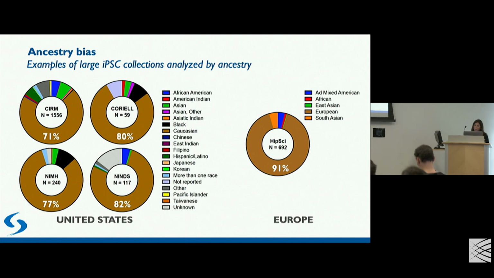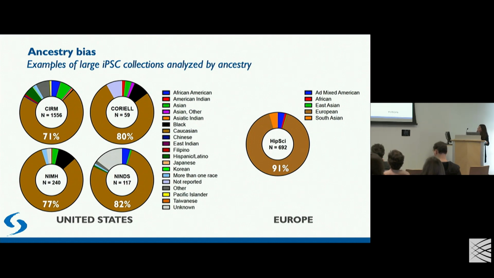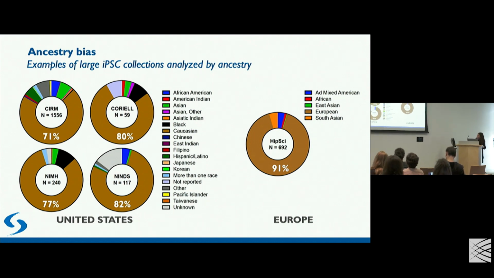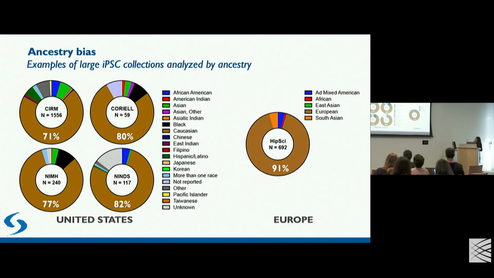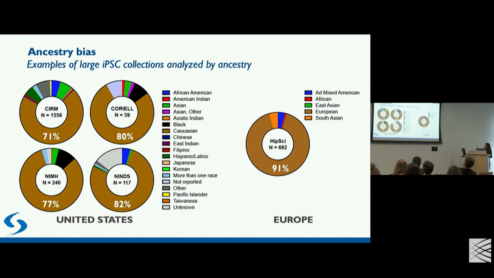Unfortunately, human induced pluripotent stem cell collections that are available through repositories in the United States and Europe also have a similar bias. We have looked here at the collections that are present in the US, such as CIRM, Coriell, NIMH, and NINDS collections, and we have found that they have between 71 and 82% representation of individuals from Caucasian ancestries. The picture is not much better in Europe, where the HipSci collection, which is the largest in the UK, has 91% representation of individuals from European ancestry.